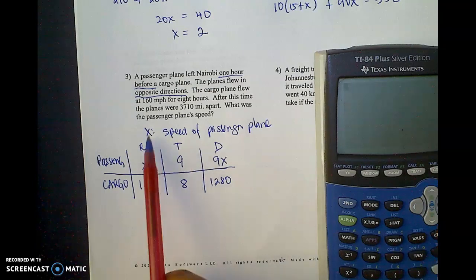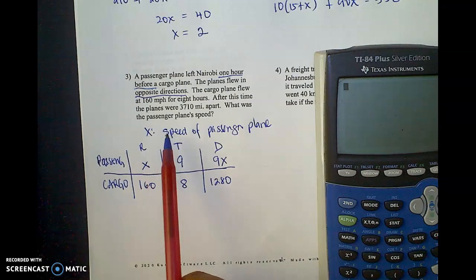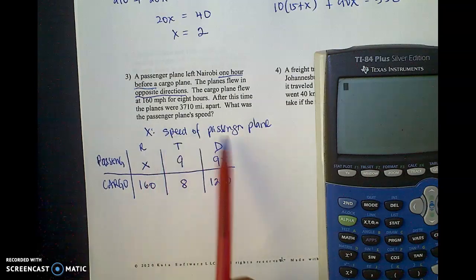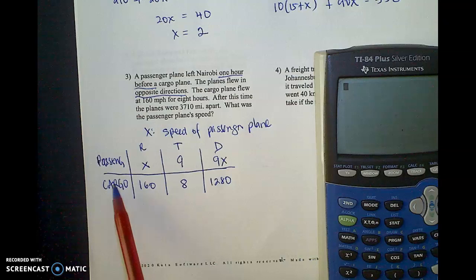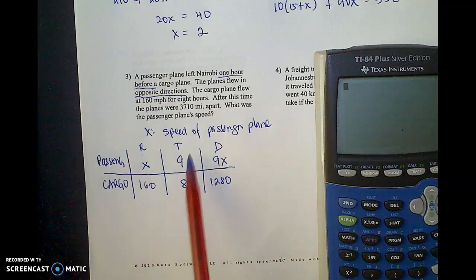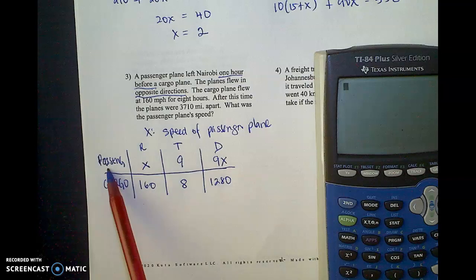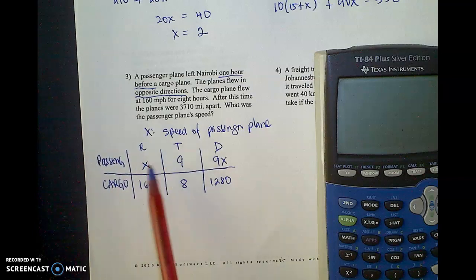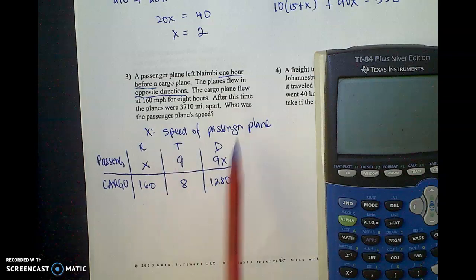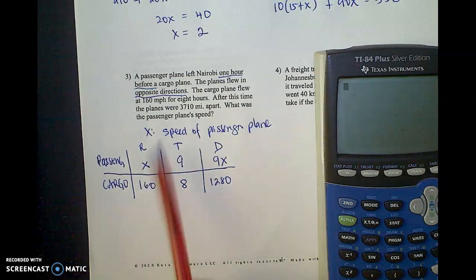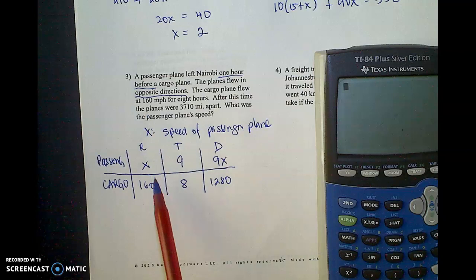Alright, so we're going to let x again represent what we're looking for, which is the speed of the passenger plane. We're going to set up our table. We have a row for the passenger plane, one for the cargo, and columns for rate, time, and distance. We are looking for the passenger rate, so that's where x goes. x represents speed. The cargo is going 160 miles per hour, so we get 160 here.